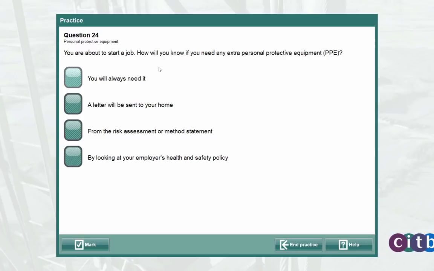You are about to start a job. How will you know if you need any extra personal protective equipment, PPE? You will always need it. A letter will be sent to your home. From the risk assessment or method statement. By looking at your employer's health and safety policy.